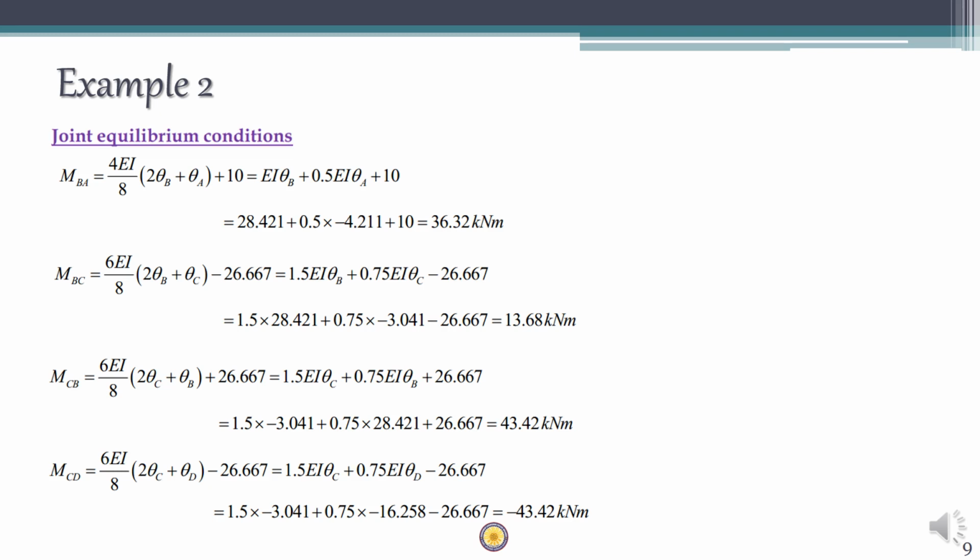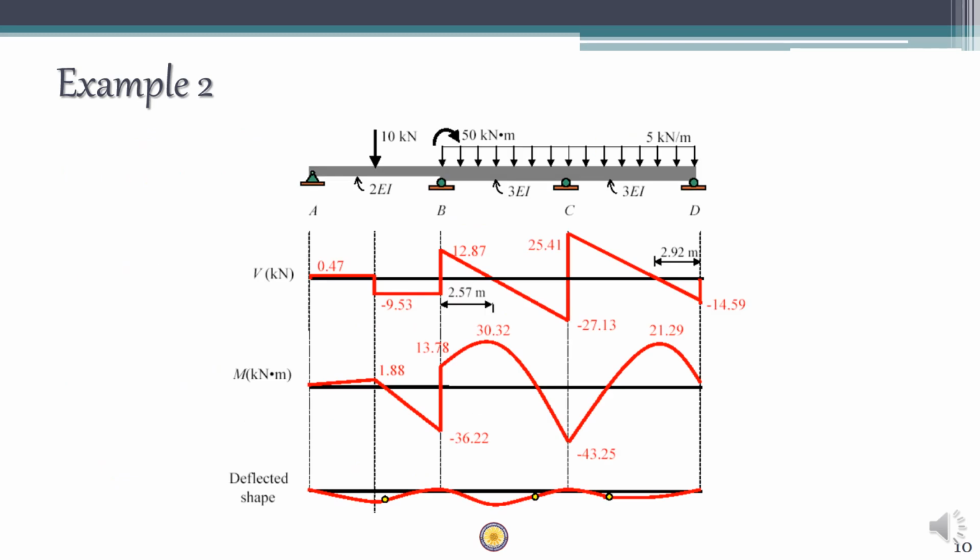So you get MBA as positive. Here we have to use the sign convention again. All the positive moments are actually anti-clockwise active moments. Wherever we have a positive value, those are going to be anti-clockwise, right? And that's it. So you solve and find all the moment values. Once you get all the values, you can draw the bending moment diagram.